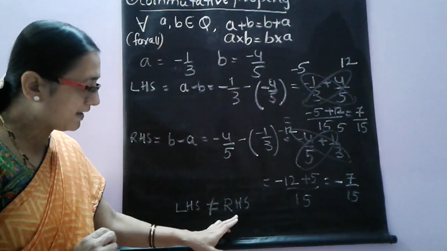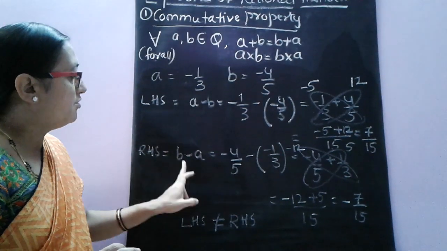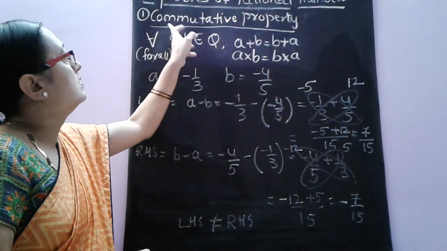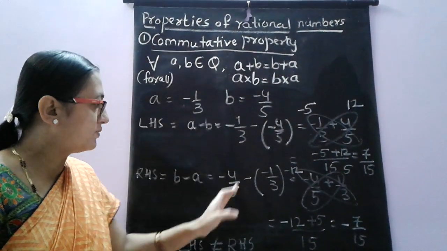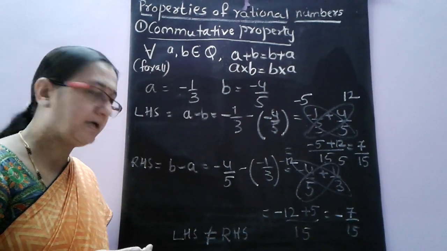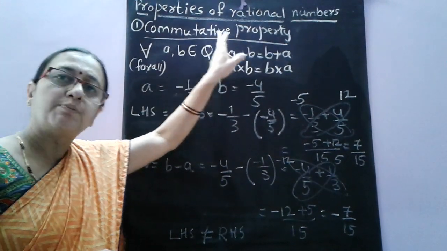If LHS and RHS are not equal, then this property is not holding good for commutative property of rational numbers. So that is why for subtraction and even for division, the property doesn't hold good for commutative property.